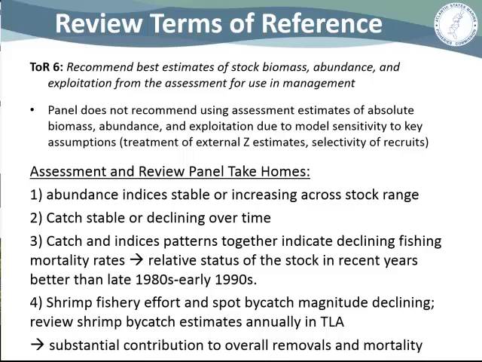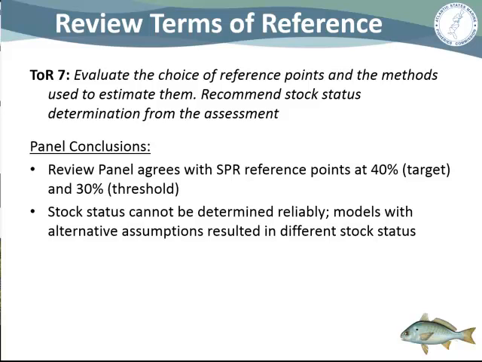And that final take-home seems to be most important because the shrimp bycatch can comprise 70, 80, 90% of the total mortality for spot. The next term was to evaluate the choice of reference points and the methods used to estimate them. The panel did agree with the SPR target of 40% and a threshold of 30%. Those are similar levels for other sciaenids and species related to spot, so they were comfortable with that. However, again, the stock status cannot be determined reliably because models with alternative assumptions resulted in different stock status.